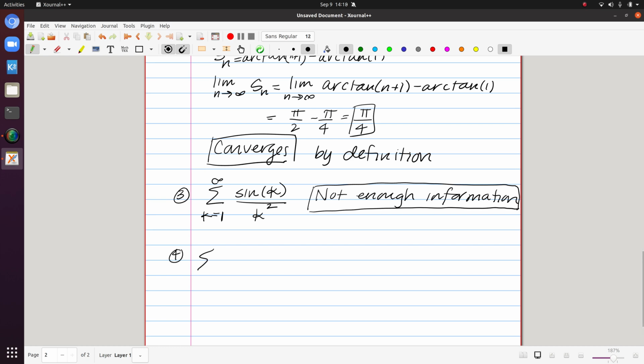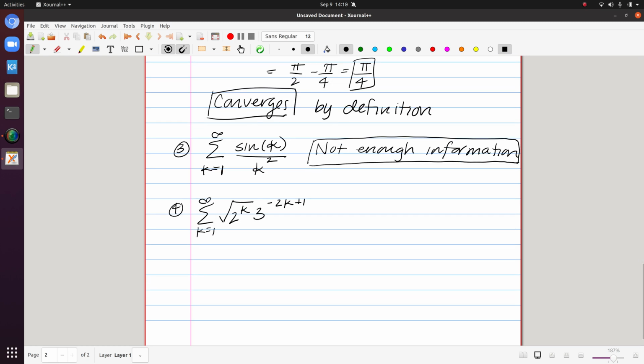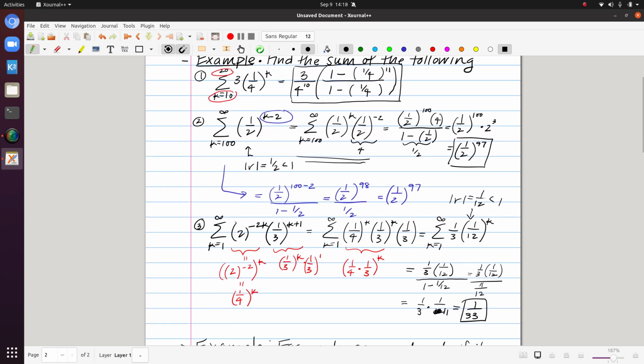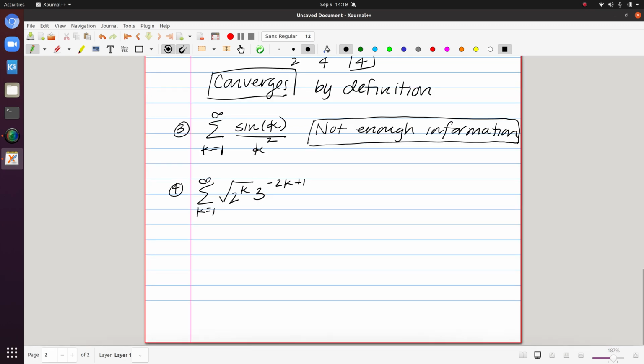And finally, if I have the sum from k equals 1 to infinity of root 2 to the k times 3 to the minus 2k plus 1. Here, this looks very complicated, but I'm thinking that this might be geometric because I see those constant bases raised to exponents that involve the index. So much like we saw in the last example of this first part, I want to try to simplify those terms. So off to the side, I might play around with that first.